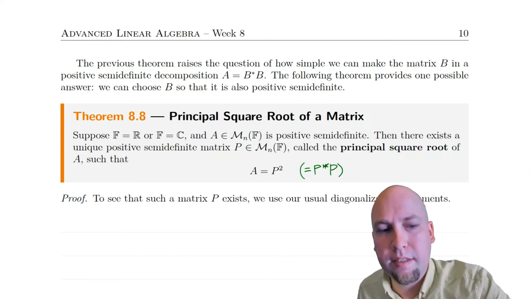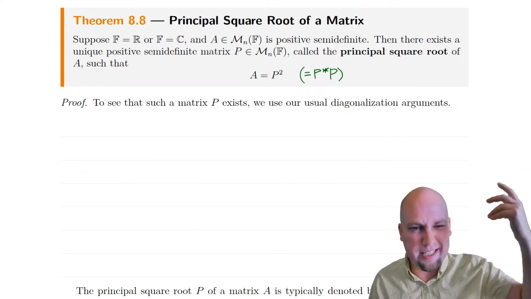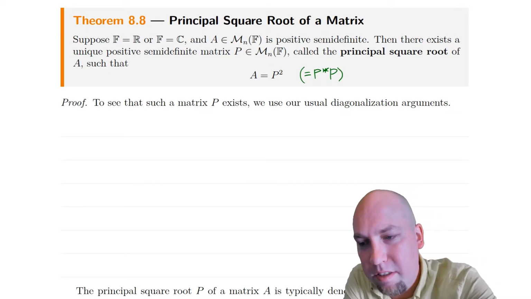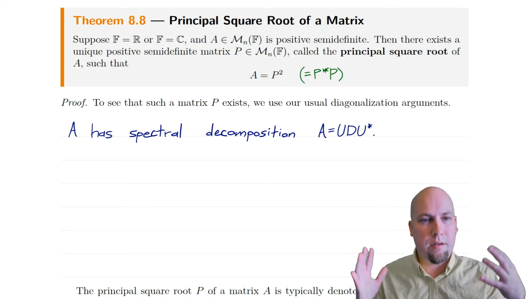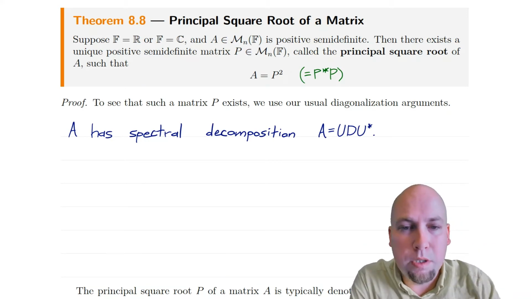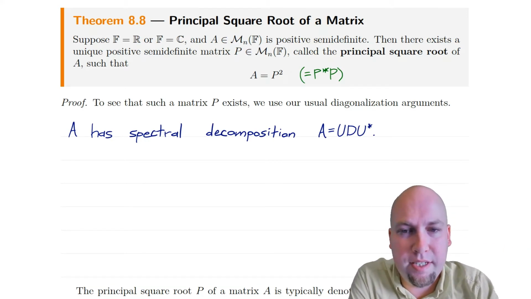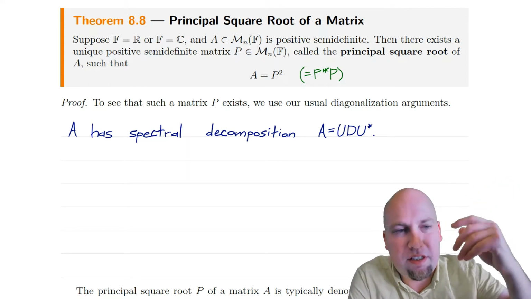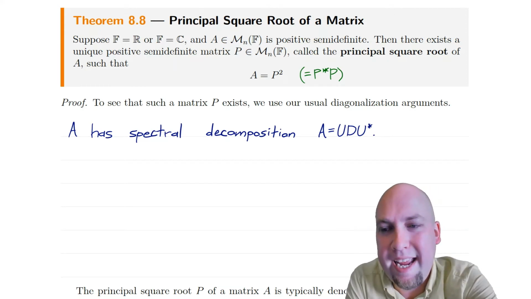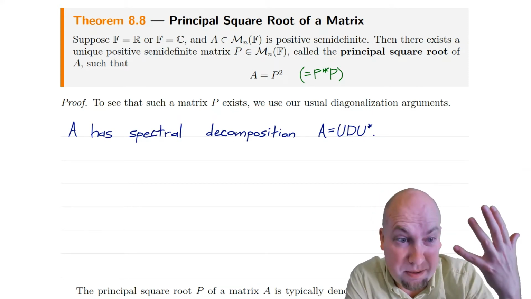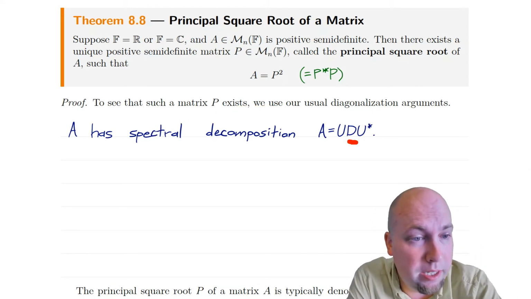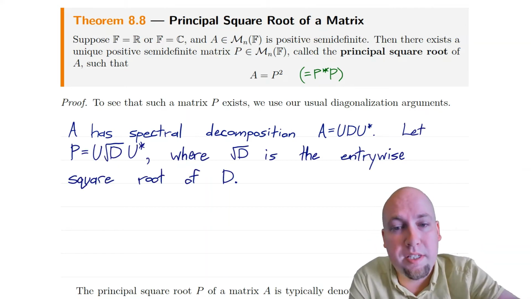So let's go through the proof of this theorem, or at least part of it, just to remind you of how square roots and these diagonalization arguments work. To show existence of a positive semi-definite square root, we just do our usual diagonalization thing. Break A down into a spectral decomposition, which is U D U star. Because it's positive semi-definite, we can do that. And furthermore, we know the diagonal entries of D are all greater than or equal to 0.